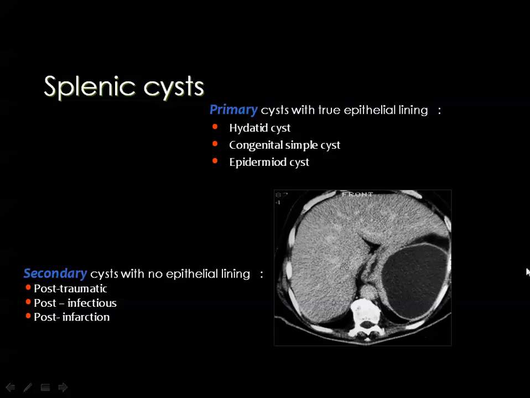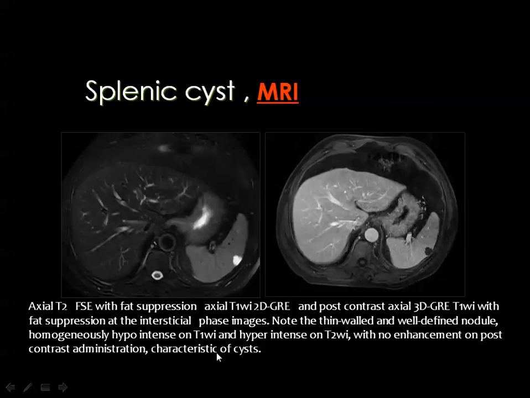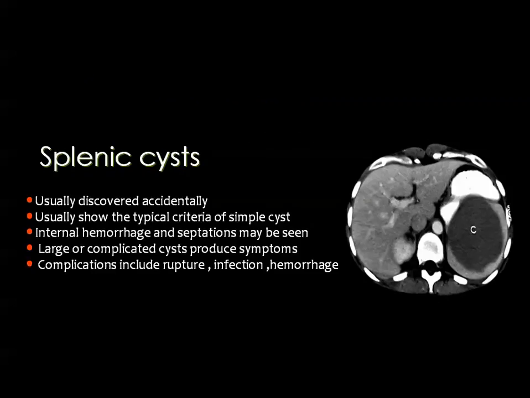techniques. And here is an example of a post-contrast CT scan of the abdomen showing a water-filled lesion in the region of the spleen, representing a splenic cyst. Then a splenic cyst by MRI will show low signal in T1 and high signal in T2, and the cysts in the spleen do not usually show contrast enhancement, similar to those of the liver. And then the splenic cysts are usually discovered incidentally, and they show the typical criteria of a simple cyst.